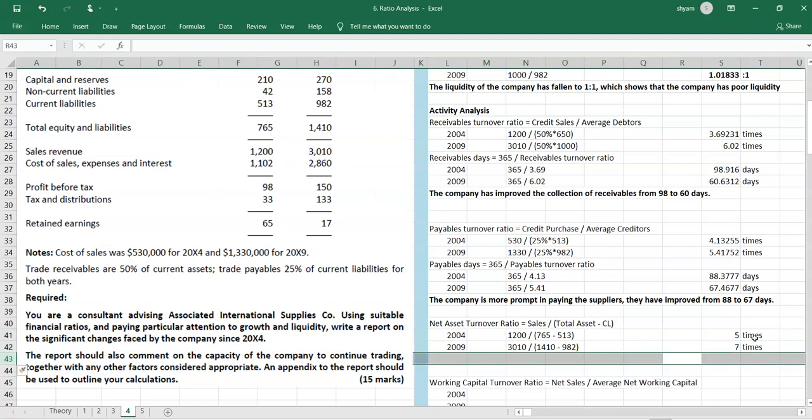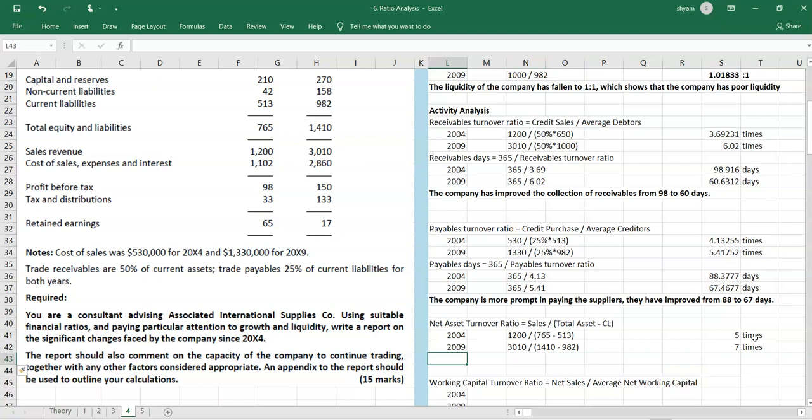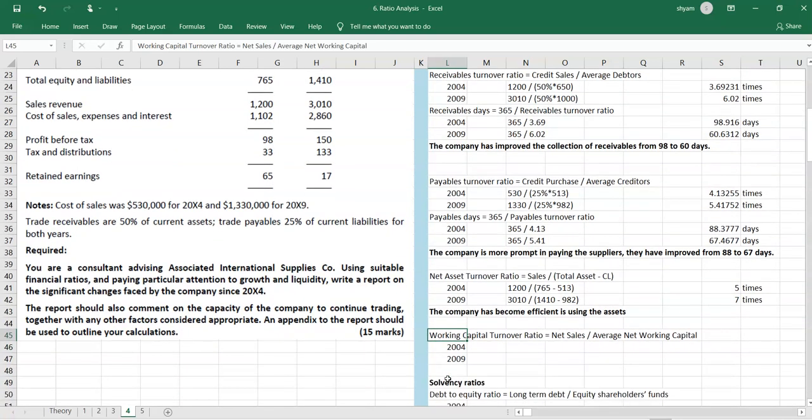So we can say that the company has become efficient in using the assets. Earlier they were efficient 5 times, but now they have become so efficient, it is like 7 times. Okay, the higher the better.